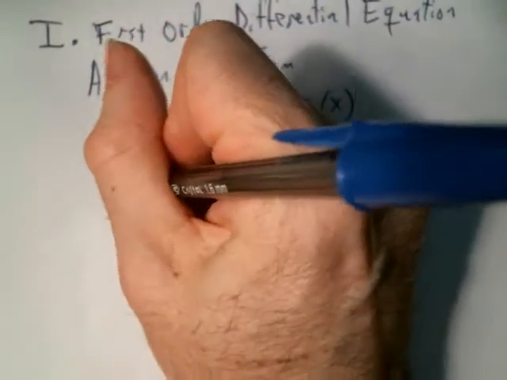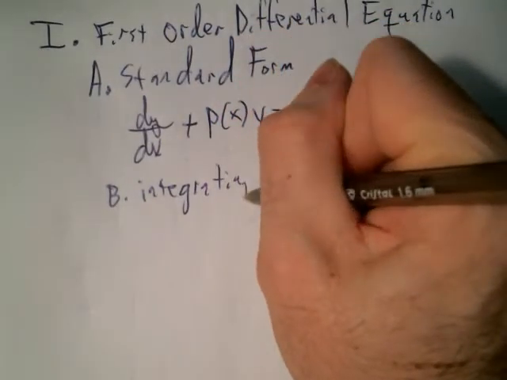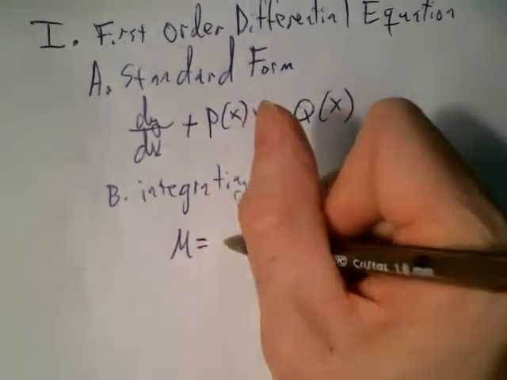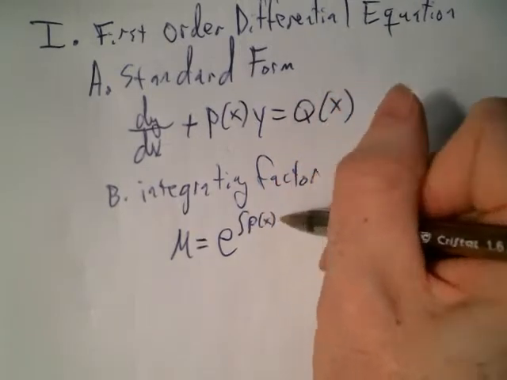How do I solve this? Well, you're going to use what's called the integrating factor. And the integrating factor we call mu is equal to e to the integral of p of x dx.